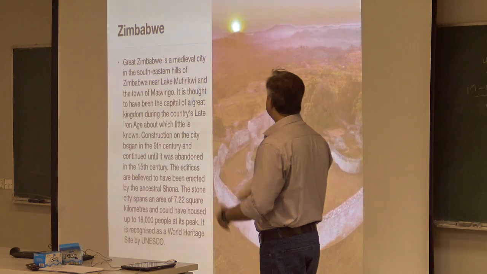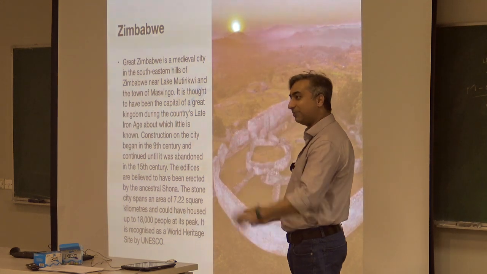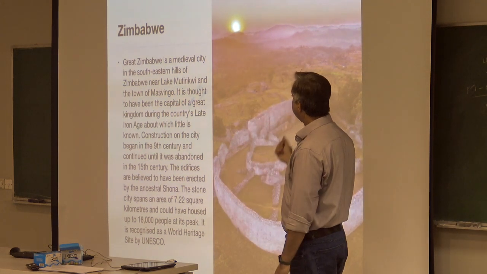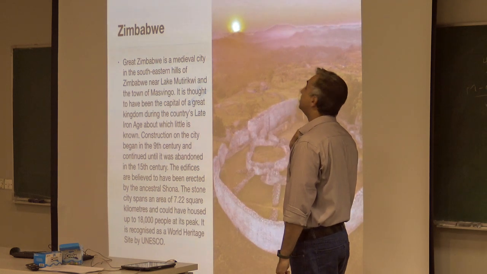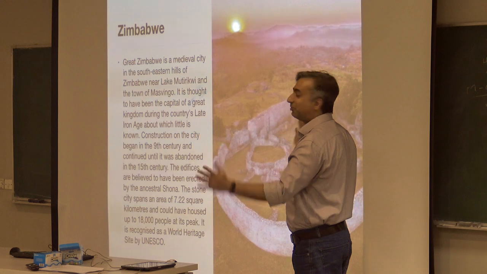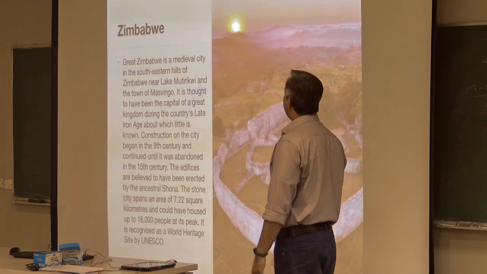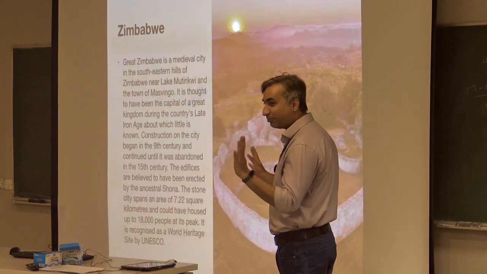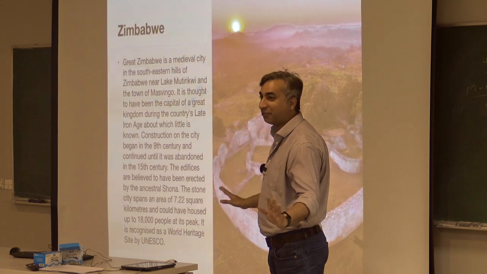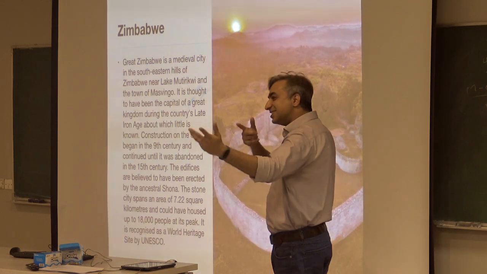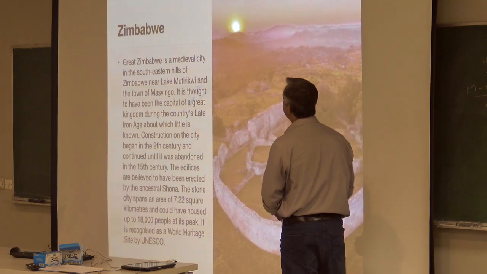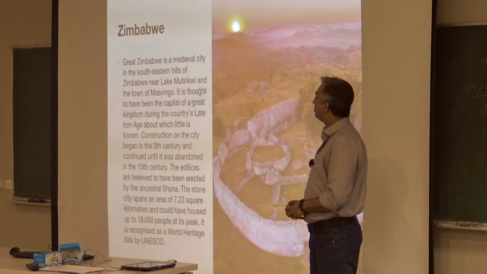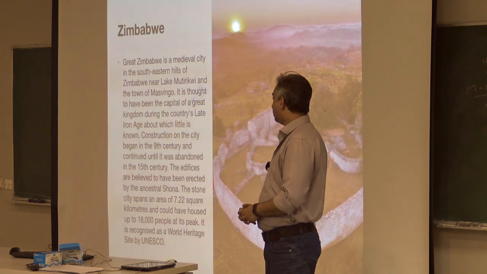Acha. Then you have Zimbabwe. Not today's Zimbabwe, but the great Zimbabwe. It was a medieval city in the southeastern hills of Zimbabwe near Lake Matirkivi. I don't know, I'm not saying that right, probably, right? And the town of Mosvingo. I'm probably also... If any African hears that on the video, they're going to say, I'm going to go to Pakistan, I'm going to shoot this guy for mispronouncing this. It was thought to have been the capital of a great kingdom during the country's late Iron Age, about which little is known.